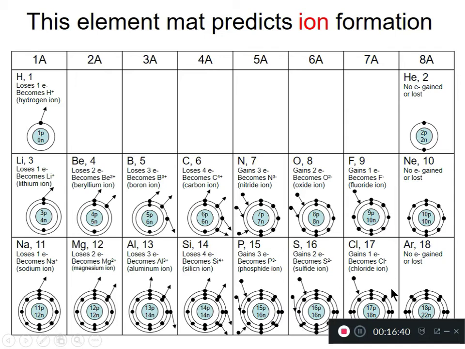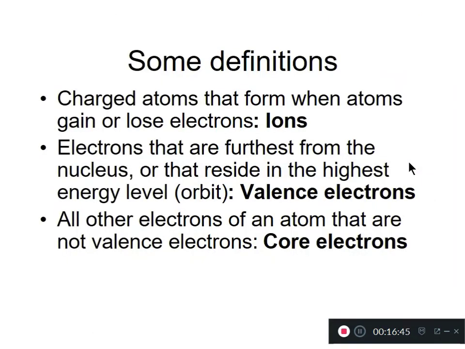I see that happening down here too, right? So I'm starting to hopefully see this pattern. Let's kind of reveal it here. I do need to remind you, I may have been talking about the word valence without saying what that is. So when an atom has a charge because it has gained or lost electrons, it's called an ion. Notice that we only gained or lost electrons. We didn't do anything to the protons. Electrons that are furthest from the nucleus, or that reside in the highest, and I should put in the word occupied, energy level, are called the valence electrons.